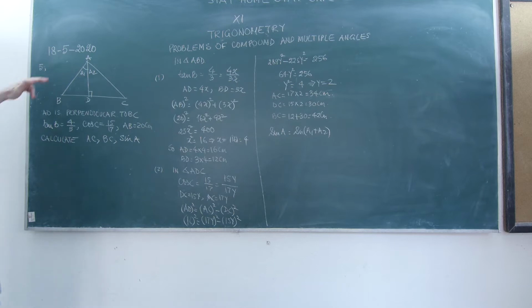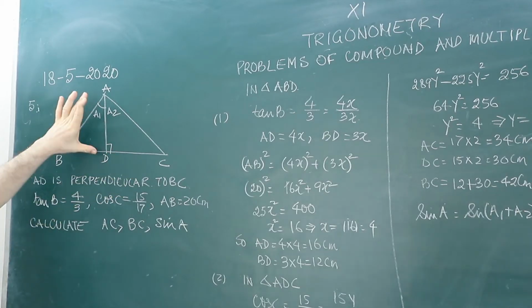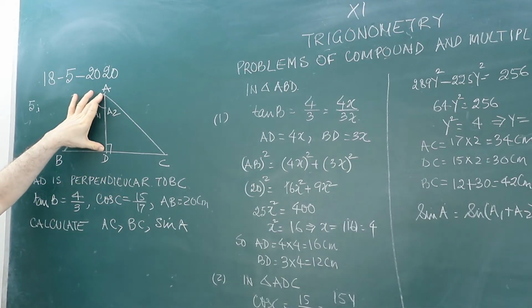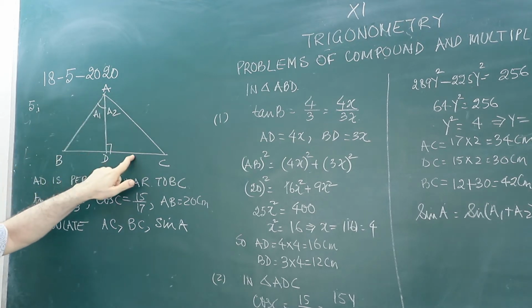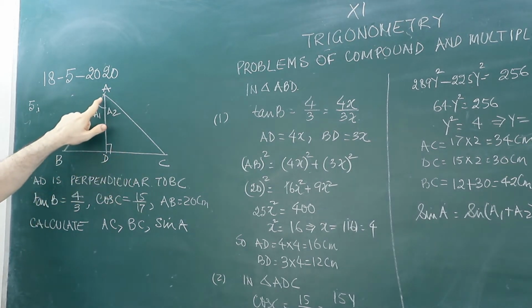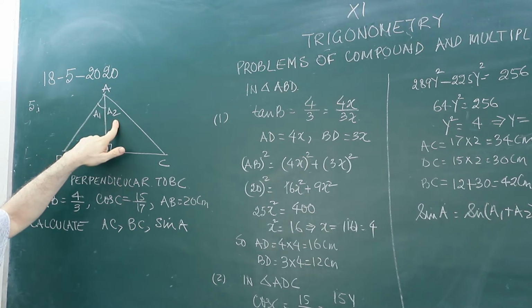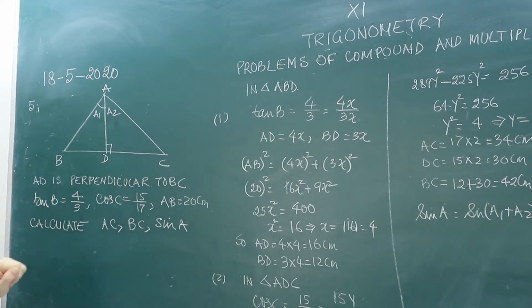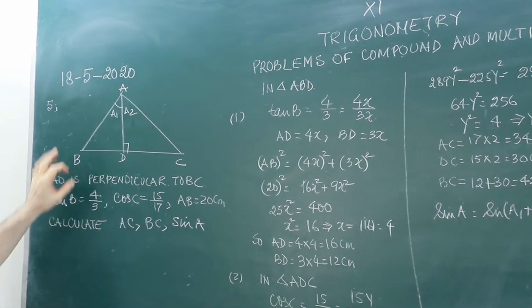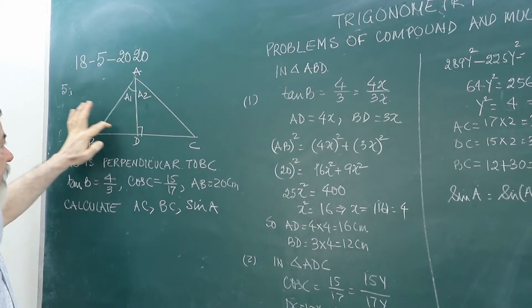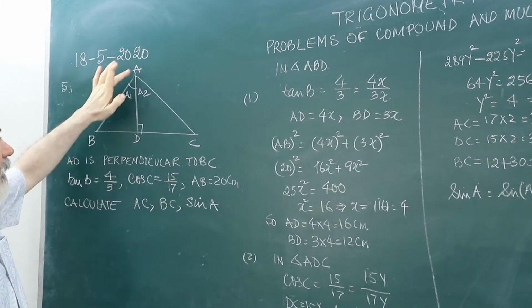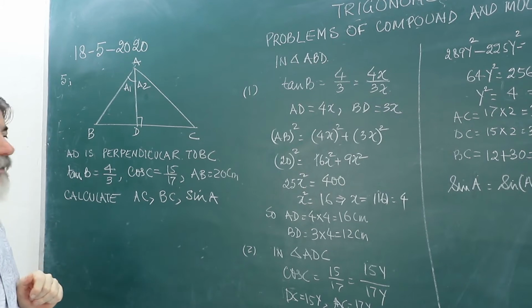Problem here. In a triangle ABC, AD is perpendicular to BC. So this angle I have written as A1, A2. Angle A is the sum of A1 and A2. And he has given AD is perpendicular to BC, so triangle ADB is a right angle triangle as well as ADC.